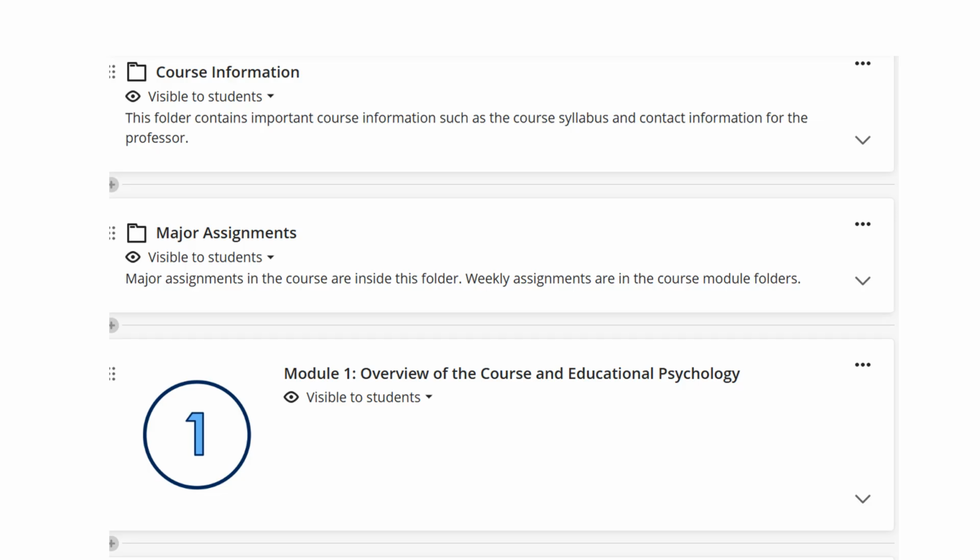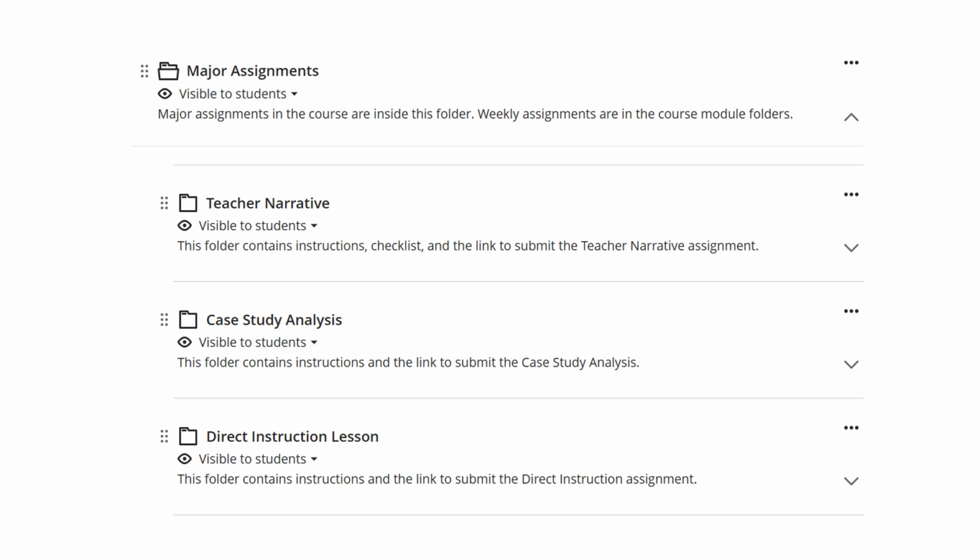As always, we'll begin with where you locate the documents we're going to be reviewing. Because it's a major assignment, look in the Major Assignments folder on the course site. You'll find the Major Assignments folder at the top above the weekly modules. If you open the Major Assignments, you'll see the major assignments, some of which have been discussed already. You'll see the teacher narrative, and you'll see the folder for the case study analysis.